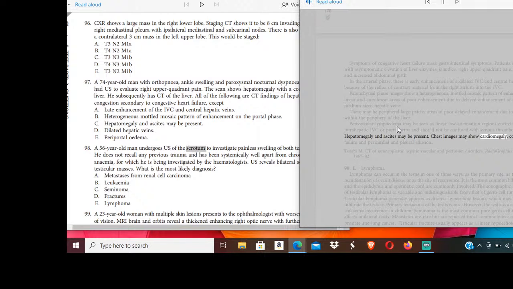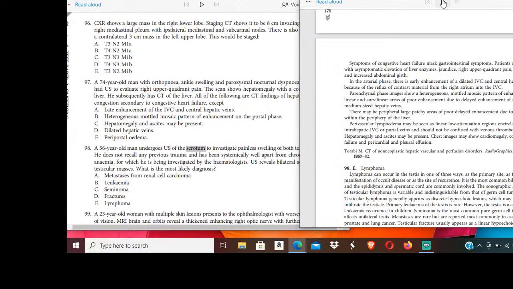Chest images may show cardiomegaly, congestive heart failure and pericardial and pleural effusion. Torby M. CT of non-neoplastic hepatic vascular and perfusion disorders. Radiographics. 2008, 28, 1967.